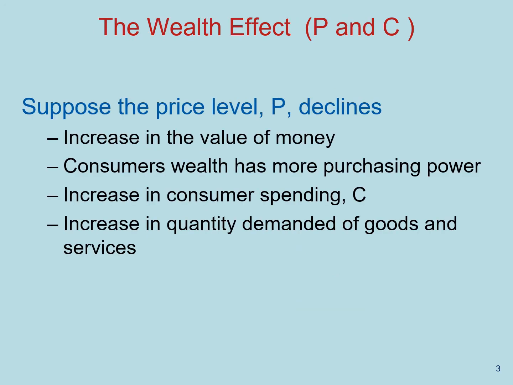Let's start with the relationship between prices and consumption. We call this the wealth effect. As a thought experiment, suppose that the price level P declines. That means that immediately there's an increase in the value of money. Now, consumers' wealth is denominated in nominal terms, so because prices are lower, the wealth of consumers has more purchasing power. Of course, with more purchasing power, consumers are going to increase spending. That is going to increase the quantity of goods and services demanded throughout the economy.